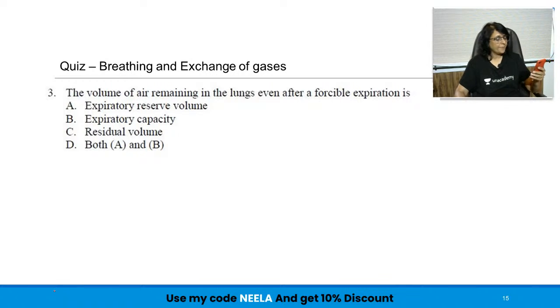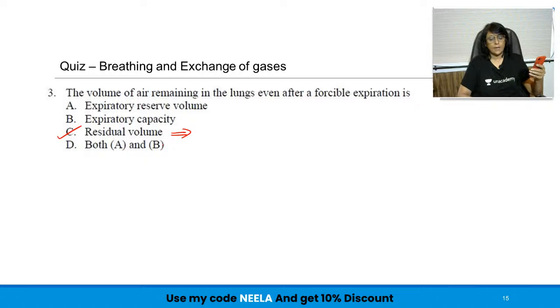Okay, answer for the third question. Volume of air remaining in the lungs even after a forcible expiration is called. 3C, 3C, 3C. Ayush, Kavipriya, Reena, Zara, Darshini, Kalyan, Alpa, everyone has given the correct answer. Okay, can you tell me the volume? This is the name, residual volume. What is that value? How many milliliters? Do you know the residual volume?